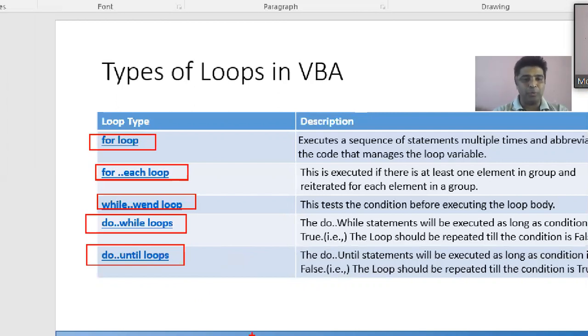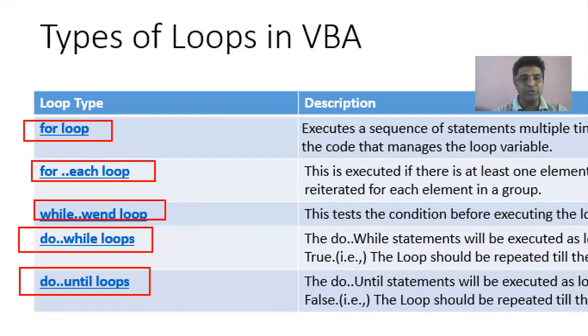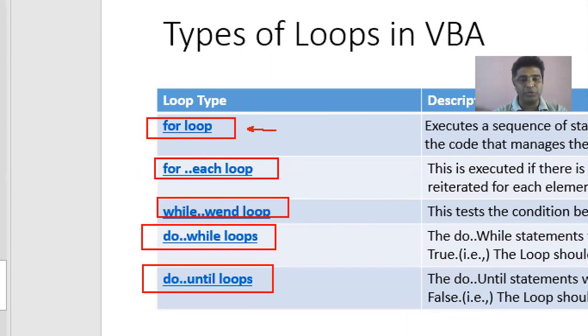Generally, we use a for loop when you want to execute some statement for a predetermined number of times. For example, I already know I want to execute this statement 10 times, or 25 times, or 100 times, or 500 times. I already know in advance that I want to execute the statement this many times. We use the for loop.